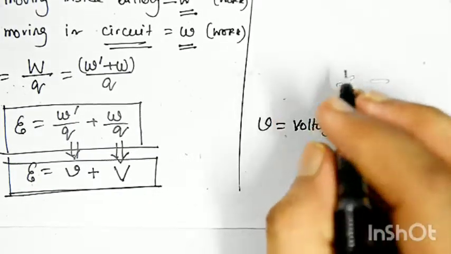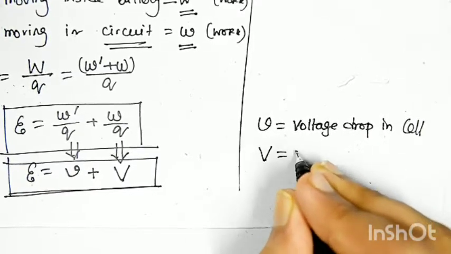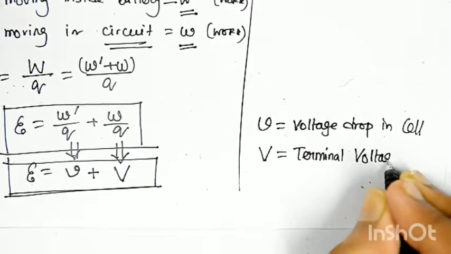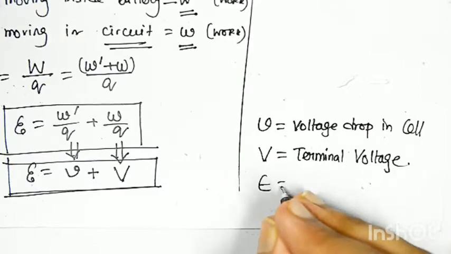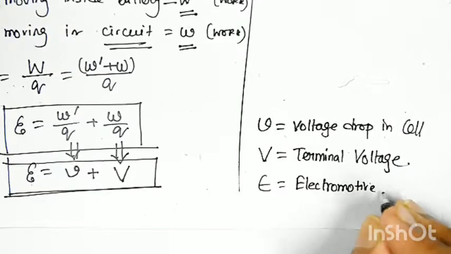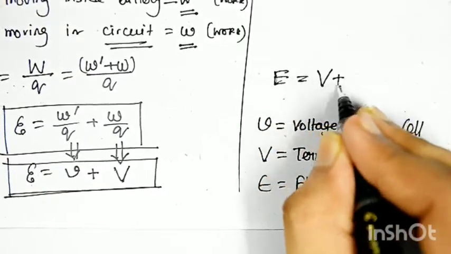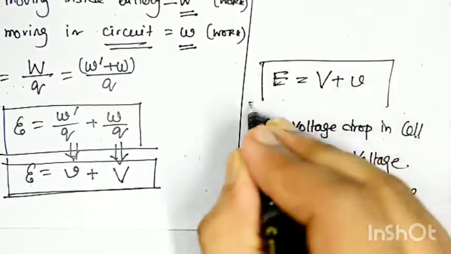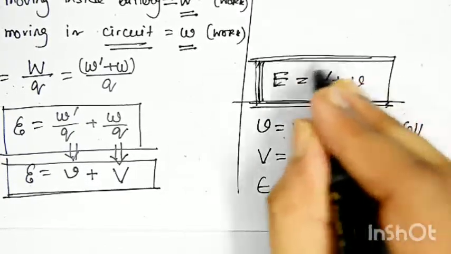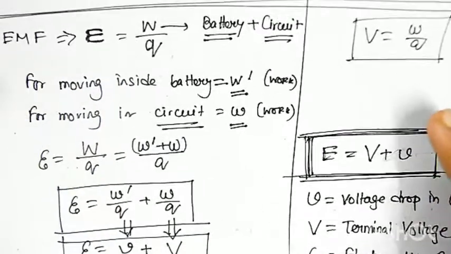So our final formula is: small v is the voltage drop in a cell, capital V is the terminal voltage, and epsilon is the electromotive force. Then E equals capital V plus small v. This is the form of our final formula. It is quite easy to understand. So this is what we have to understand today.